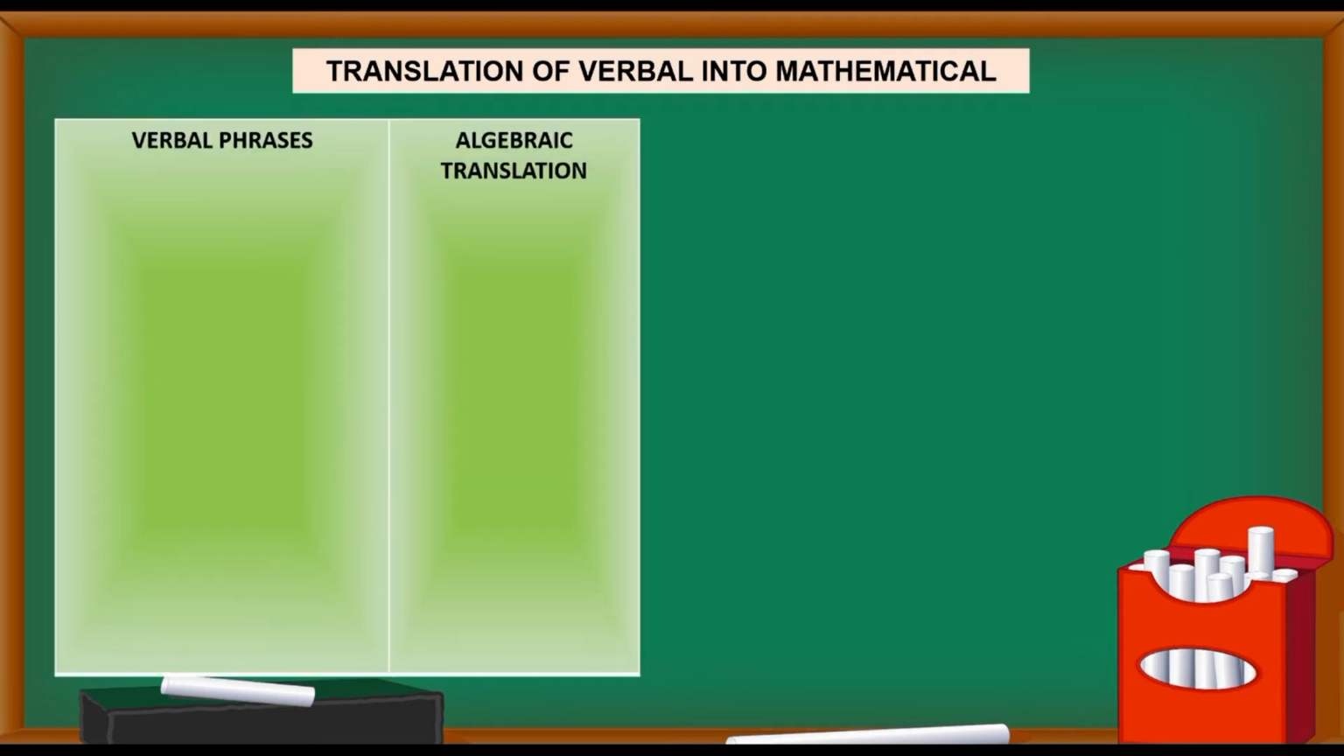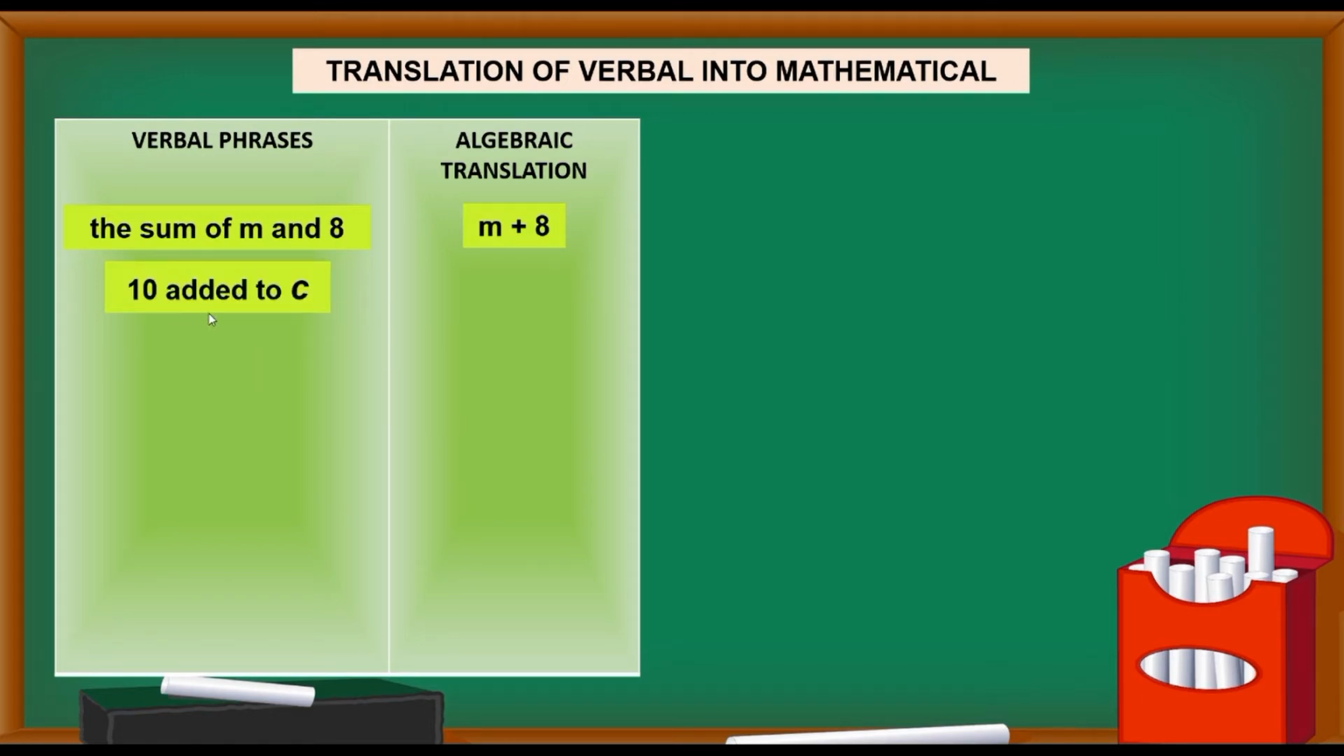So, let us have this example. So, given yung verbal phrases, gagawin nating algebraic translation or yung number or letters. So, for example, the sum of M and 8. So, sum, ibig sabihin, addition. Ang gagamitin nating symbol ay plus sign. So, i-add daw natin yung M at 8. So, kung ipapakita natin, so that would be M plus 8.